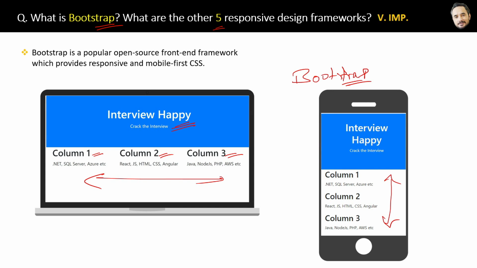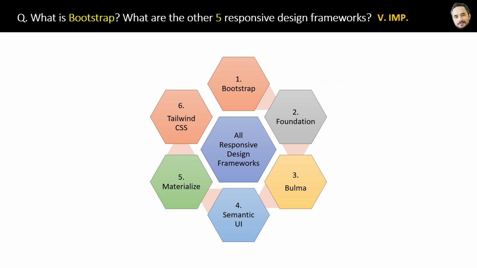So what's the conclusion? Bootstrap is a popular open source front-end CSS framework which provides responsiveness and mobile-first CSS. Why mobile first? Because mobile users are now more numerous than big-screen users, right? Now, remember that Bootstrap is not the only framework for responsiveness. You can also use other responsive frameworks like Foundation, Bulma, Semantic UI, Materialize, and Tailwind, but use only one at a time for your website, okay? And Bootstrap is the most popular one nowadays.